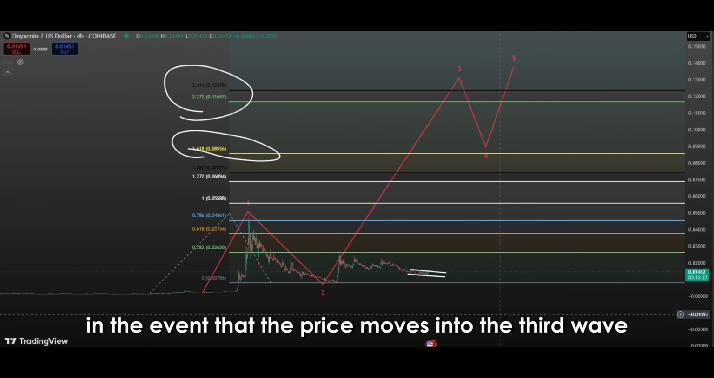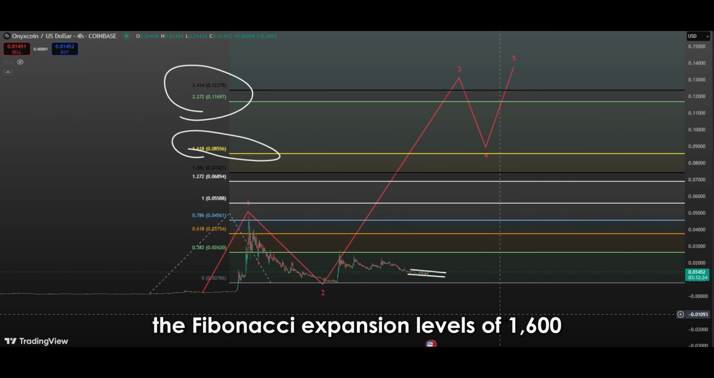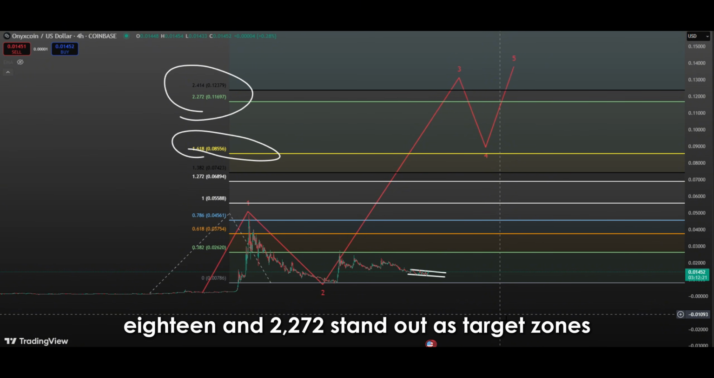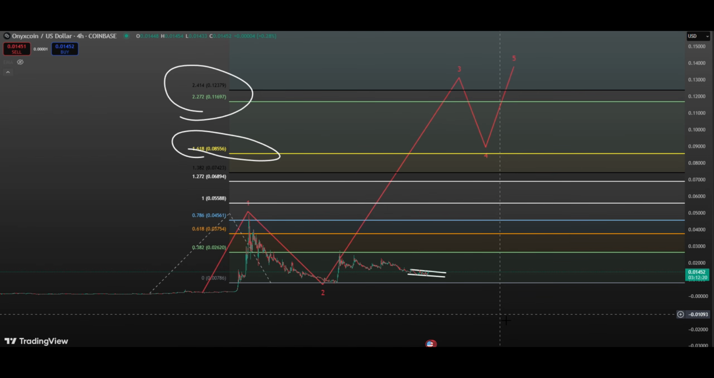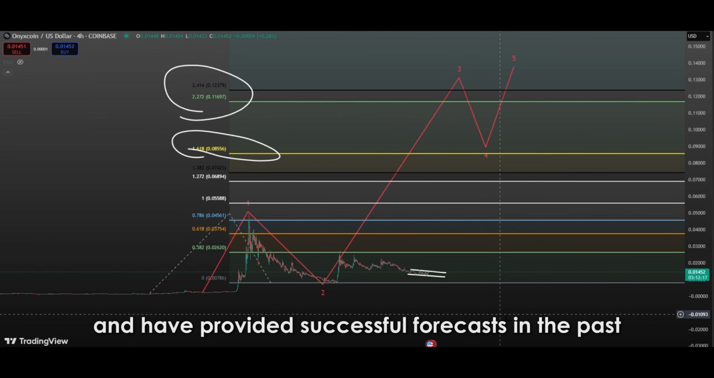In the event that the price moves into the third wave after completing the second wave correction, the Fibonacci expansion levels of 1,618 and 2,272 stand out as target zones. These levels are ratios that are frequently used in technical analysis and have provided successful forecasts in the past.